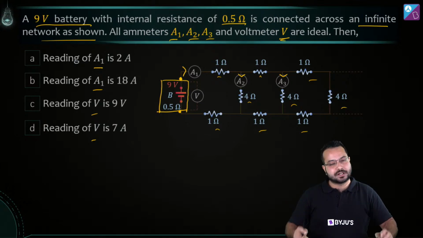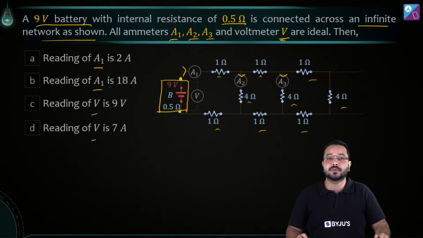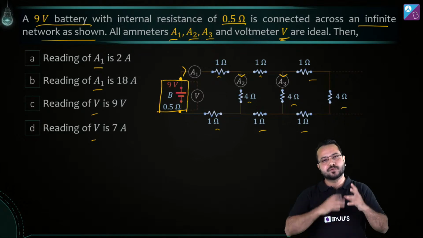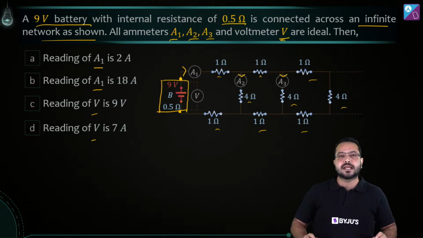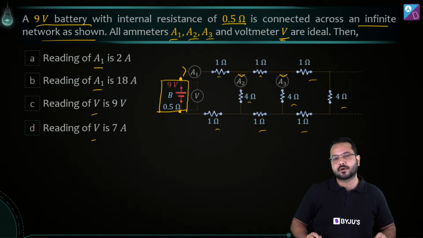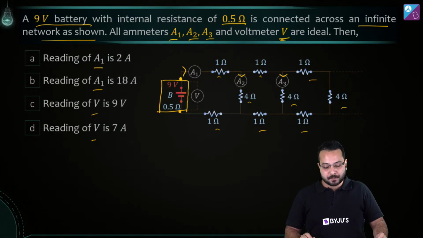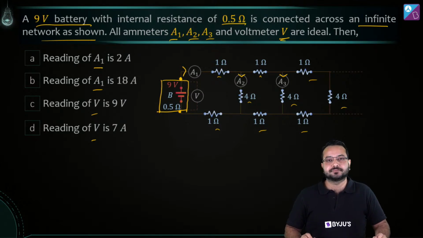And if the question is clear, I'm going to ask you first, how do we approach this problem? It's a very typical kind of problem, okay? Infinite ladders, infinite circuits. Can you throw some light on how do we go about solving this question? First, I want to know from you. How do we approach a circuit where we have an infinite network?